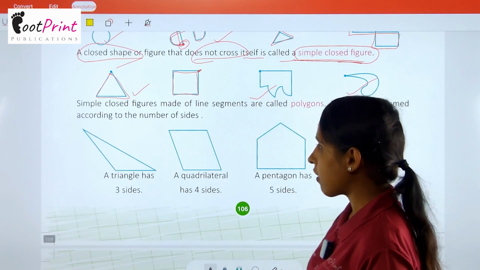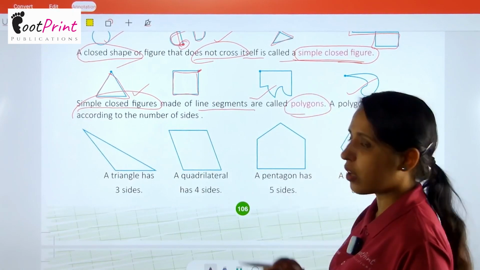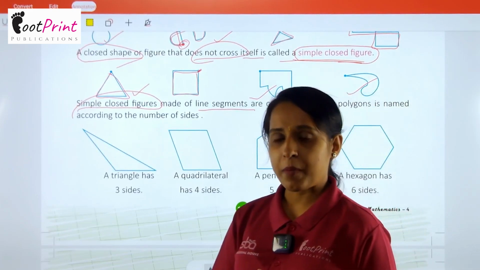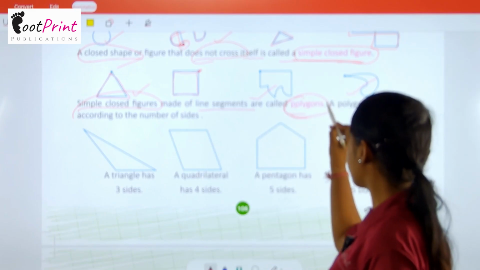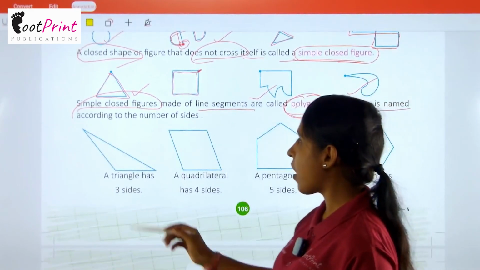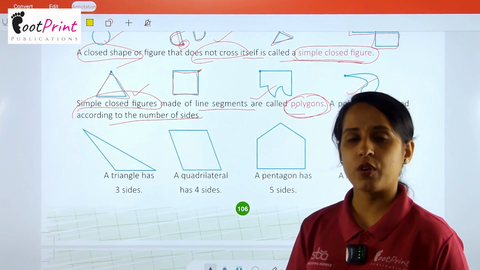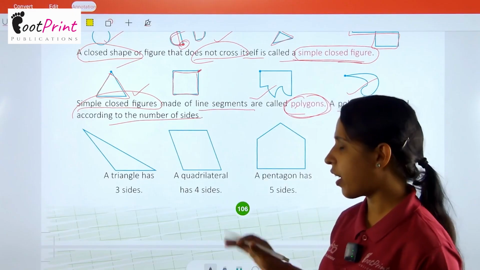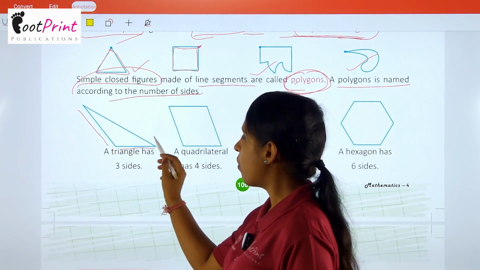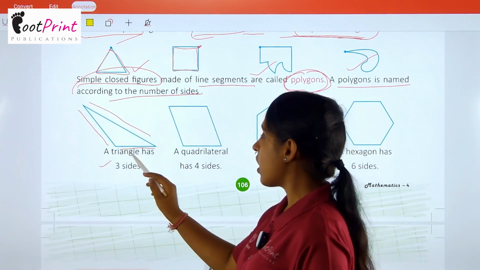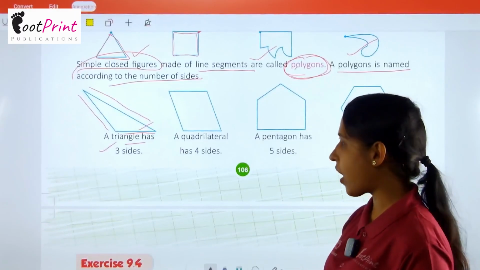So next, simple closed figures made of line segments are called polygons. So if a simple closed figure is made up of line segments, तो जो फिगर बनी है उसको बोलते हैं polygon. Okay, a polygon is named according to the number of sides. So whenever we want to name any polygon, it depends on the figure's sides, उसके side पे depend करता है. जैसे here are 1, 2 and 3 sides. So the name of this polygon is triangle, and we can say a triangle has 3 sides.